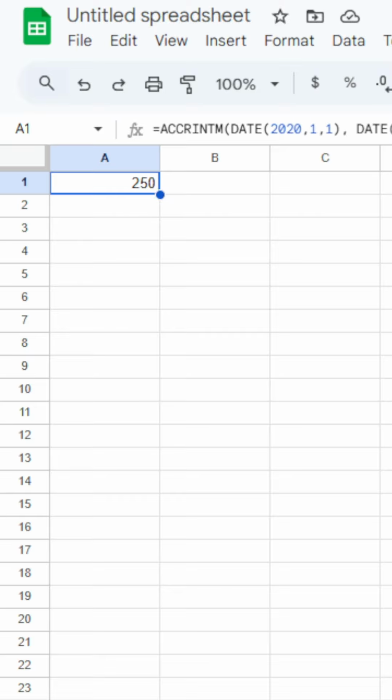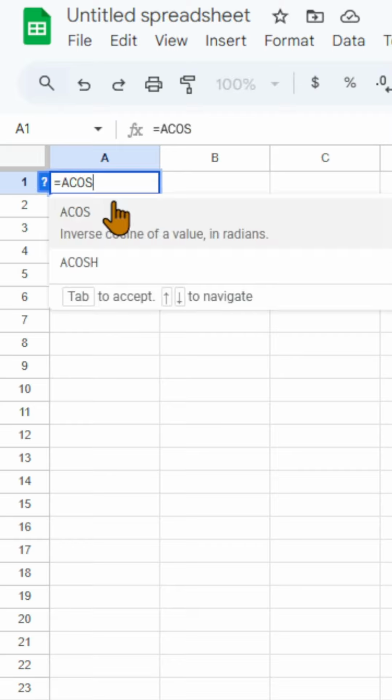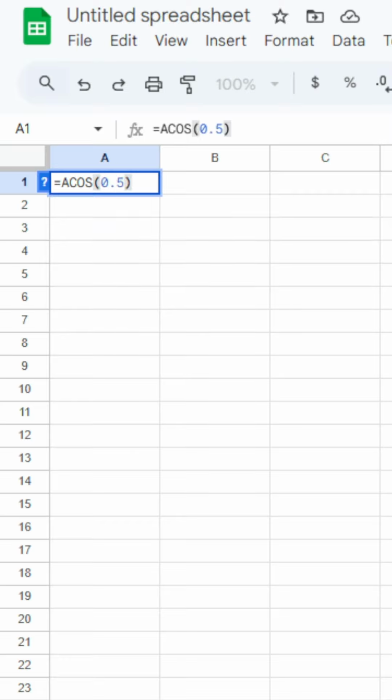And now we are going to move on to new functions. So ACOS is the angle whose cosine is your number. That's all I'm going to say. So if we do ACOS 0.5, that'll give us 1 point. So I have no idea how ACOS works.